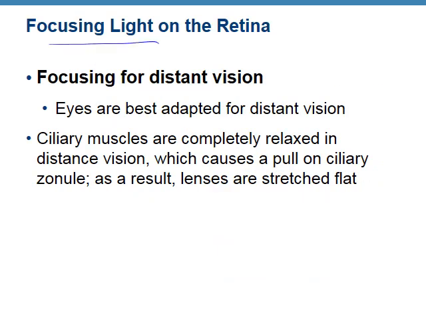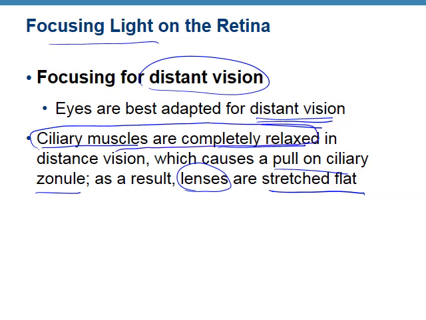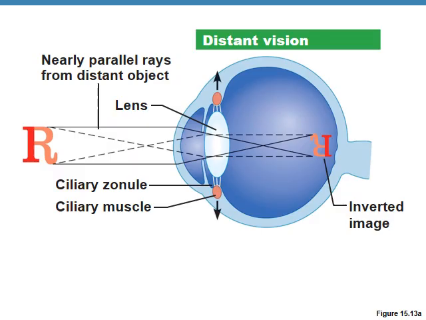Next, I want to discuss focusing light on the retina. We're going to do this differently whether we're doing distant vision or close-up vision. For distant vision, your ciliary muscles are completely relaxed. It causes a pull on the ciliary zonule, and as a result, the lens is stretched flat. So really, the ciliary muscles are relaxed and it causes the lens to stretch flat. That's what we need for distant vision.